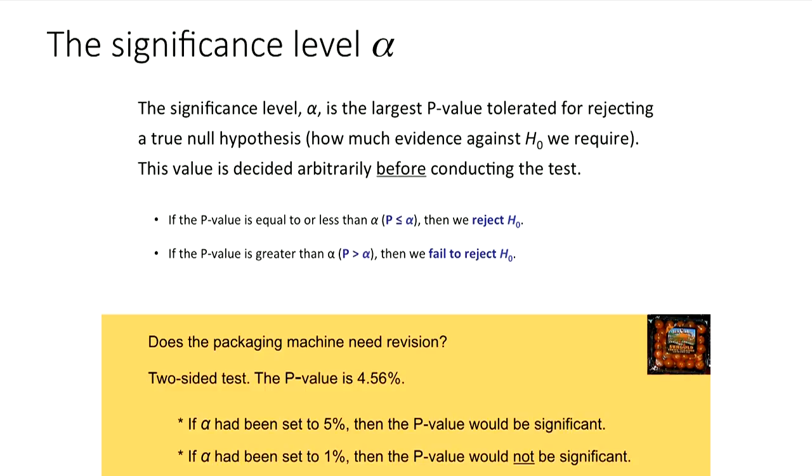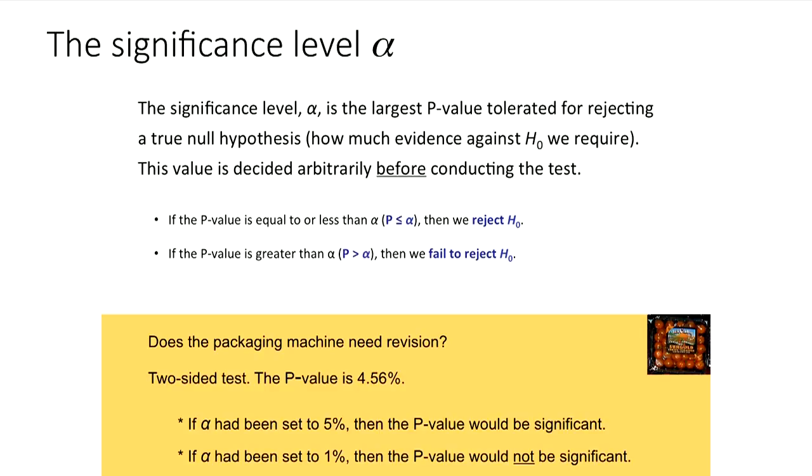However, you can also think about it this way. If it was relatively easy for us to change our packaging machine, to recalibrate it, then we would probably pick a higher p-value level, a higher level of alpha, than we would if it was expensive to recalibrate it. If it was expensive to recalibrate it, we would want to be very sure that something was off before we did the recalibration. If it's not very expensive, we might say that we're willing to recalibrate it based on much less evidence.